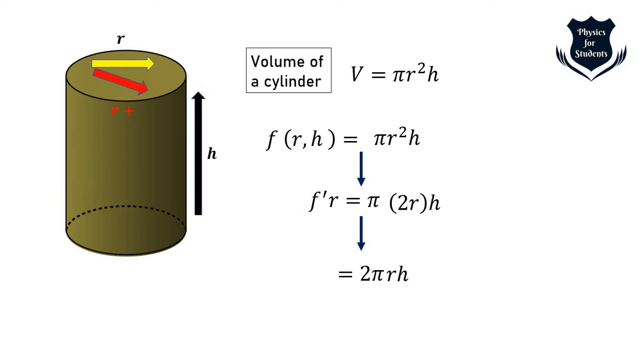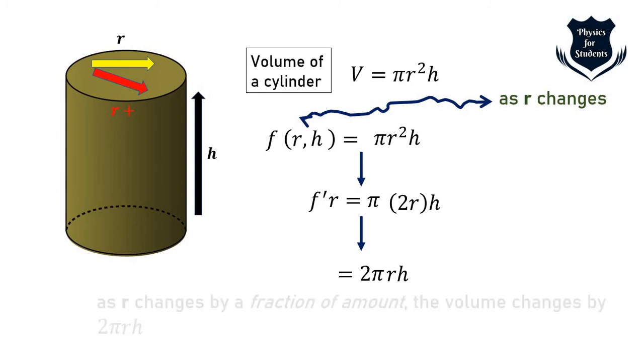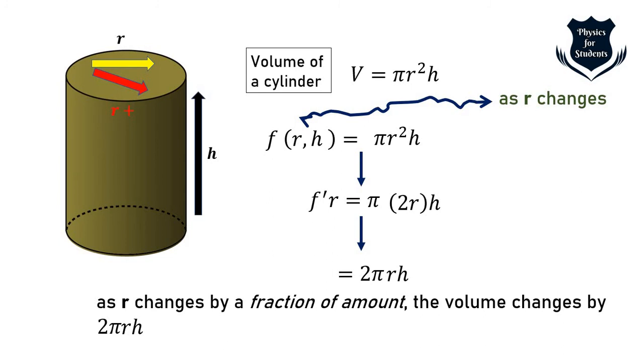So the derivative of r squared with respect to r is 2r, and here we have kept pi and h as constant. So here you see that r changes, right? As r changes by a fraction of an amount, note that this yellow and the red one appear on your screen to be quite a significant change. Actually, while using differentials or calculus, we don't make that kind of a change. It is a minute change which is very negligible, which cannot be observed by the naked eye.